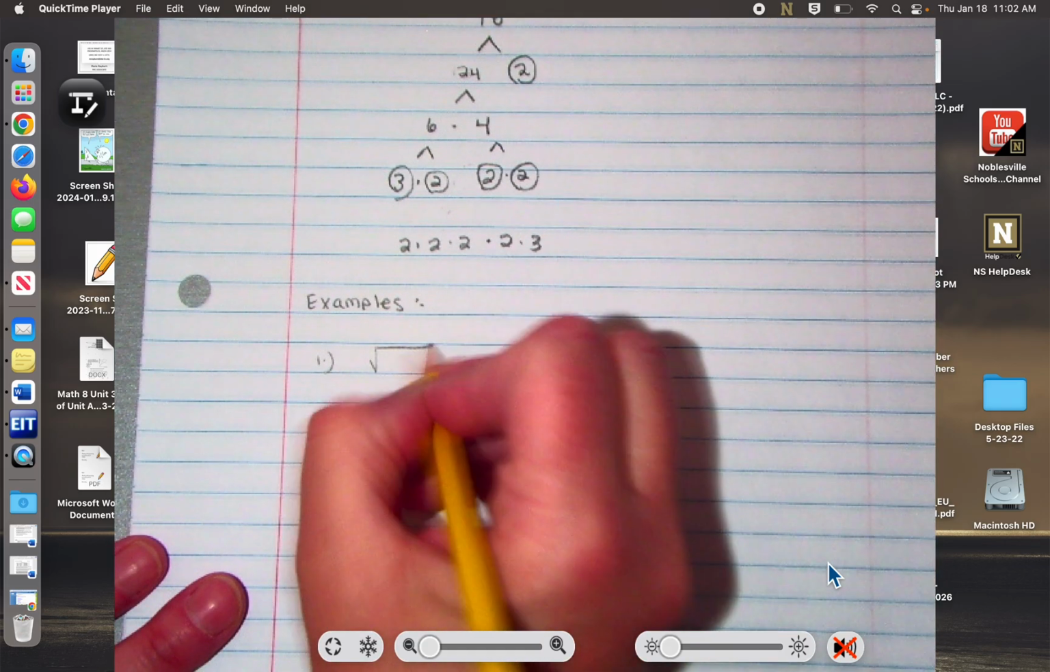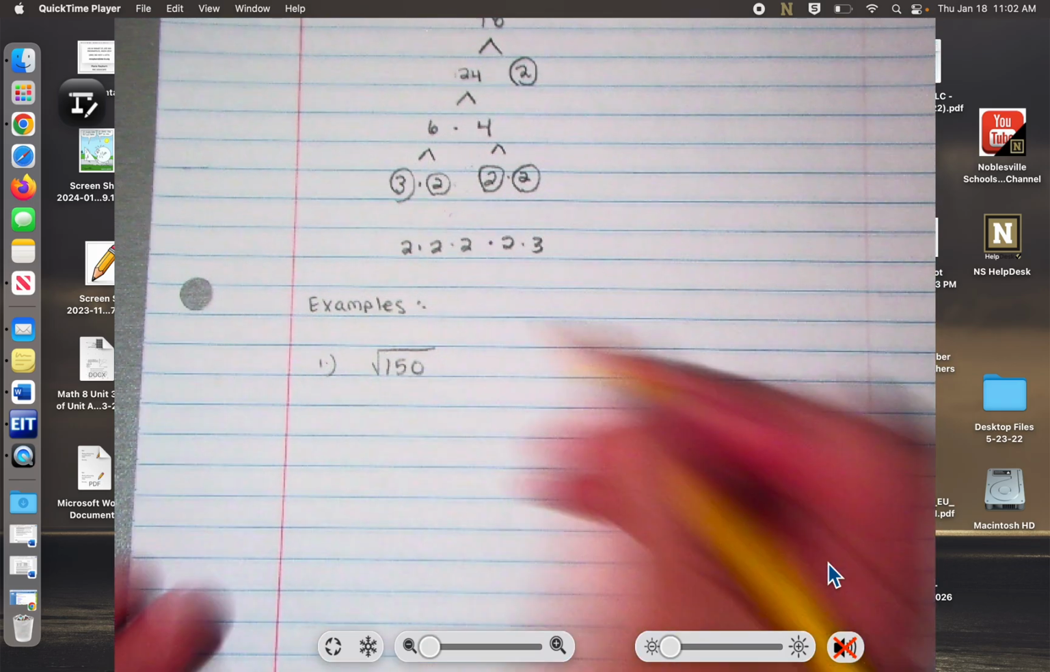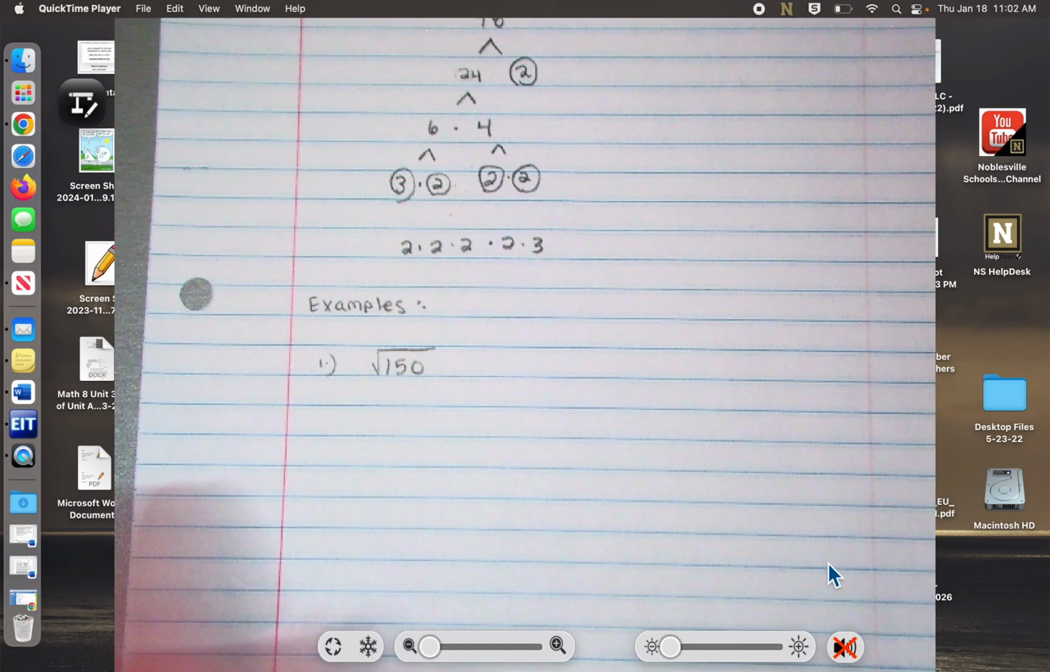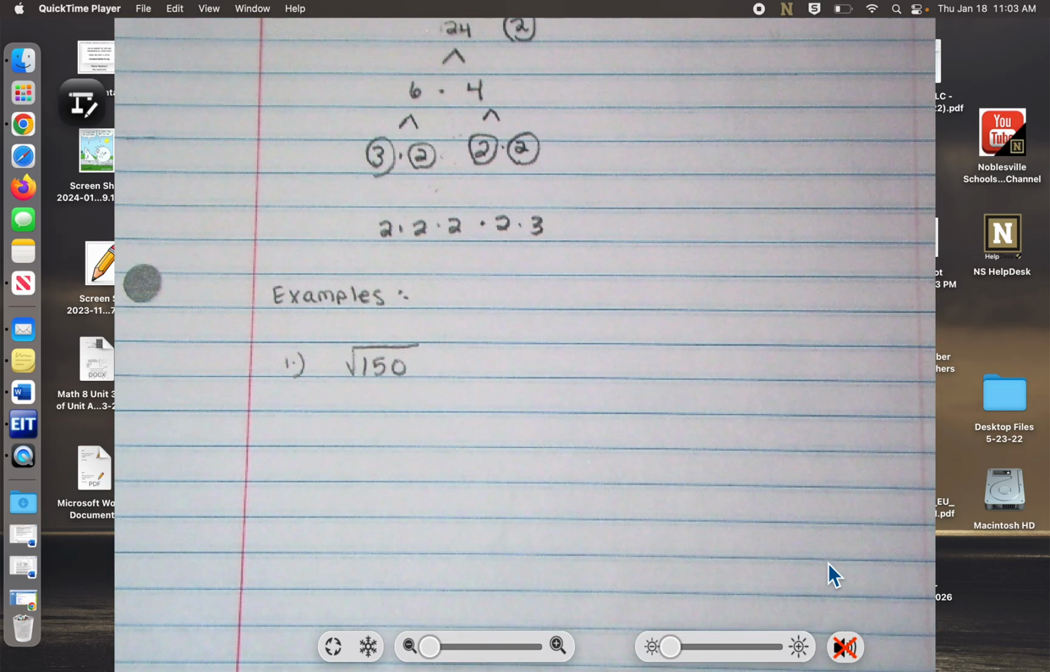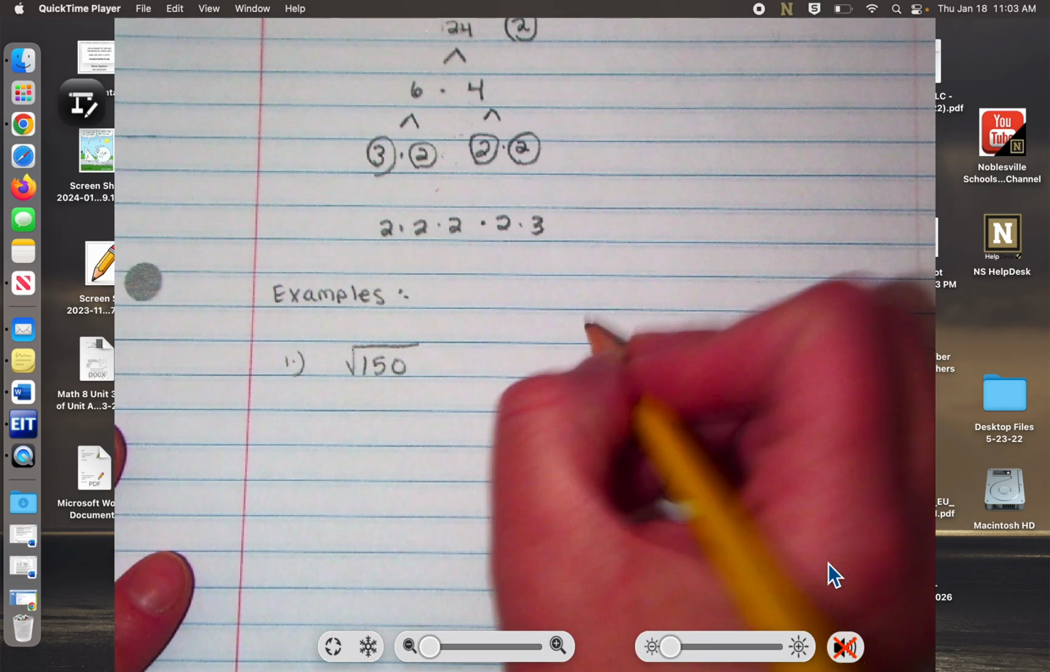So we're going to simplify the radical expression square root of 150. Okay. Square root of 150. So we're going to make a factor tree of the number 150.